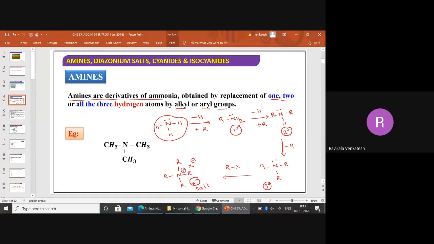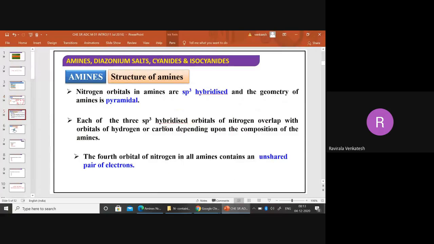We get primary, secondary, tertiary. Finally, we get quaternary salts here. This is about the classification of amines, isn't it? Now, when you observe in this case, nitrogen will have what type of hybridization? In all the cases, the nitrogen is having sp3 hybridization only and pyramidal shape only. So whenever you observe primary, secondary, tertiary, the hybridization of nitrogen will be sp3. The shape will be pyramidal here, isn't it?